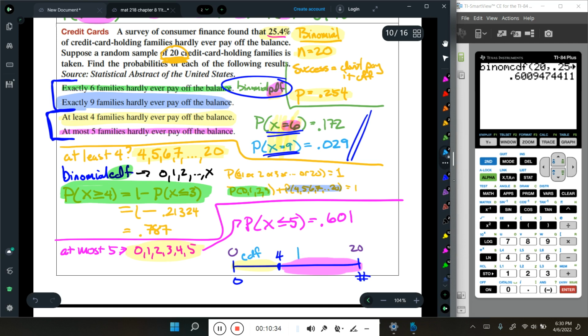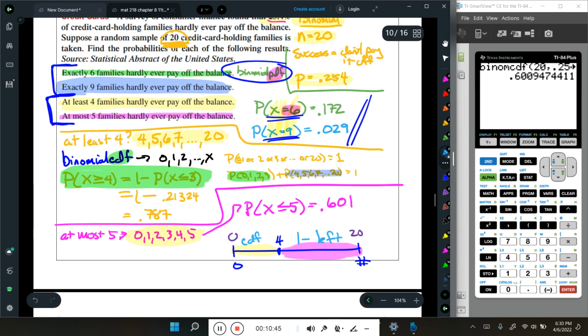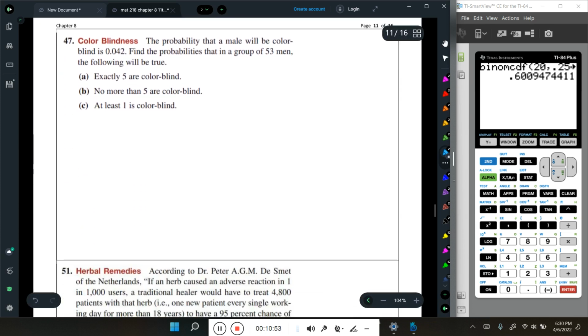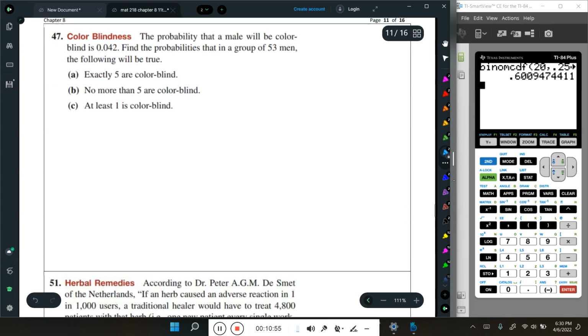And right tails are always 1 minus the left tail. So we always turn right tail problems into left tail problems and grind them out that way. Okay? And those are the 4 types of problems. Once you identify it as binomial, figure out which one it is and grind it out. Okay? Let's take a look at this next example, color blindness.